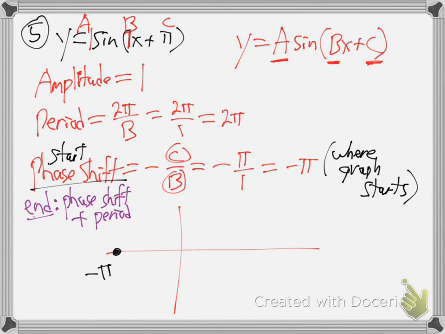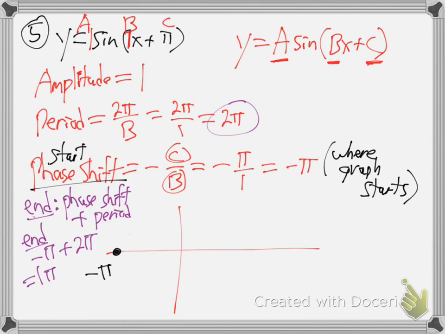Because remember, the period is the width of one cycle. So if you start at negative pi, so here we go. The end is going to be negative pi, that's where it starts, the phase shift, plus the period. And what's the period? 2 pi. So what's negative pi plus 2 pi? Just 1 pi, or pi. Good there? Is that making sense so far? Let me bring that down a little bit.